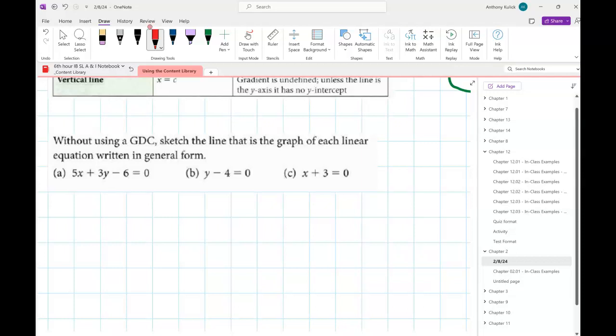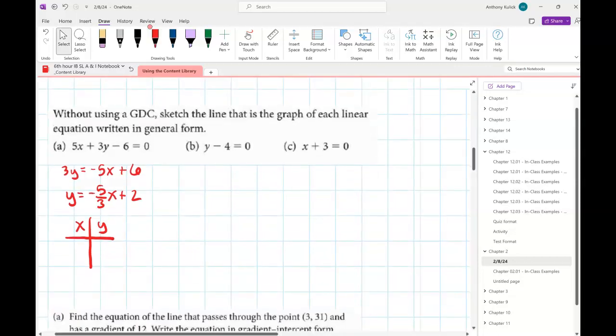Okay, you could do that. So for the first one, we're going to subtract 5x, add 6, and then divide by 3, right? Great, now what? Probably now make an XY table to find some points. How many points do we need to graph a line? 2 is enough. So let's pick a value for x.